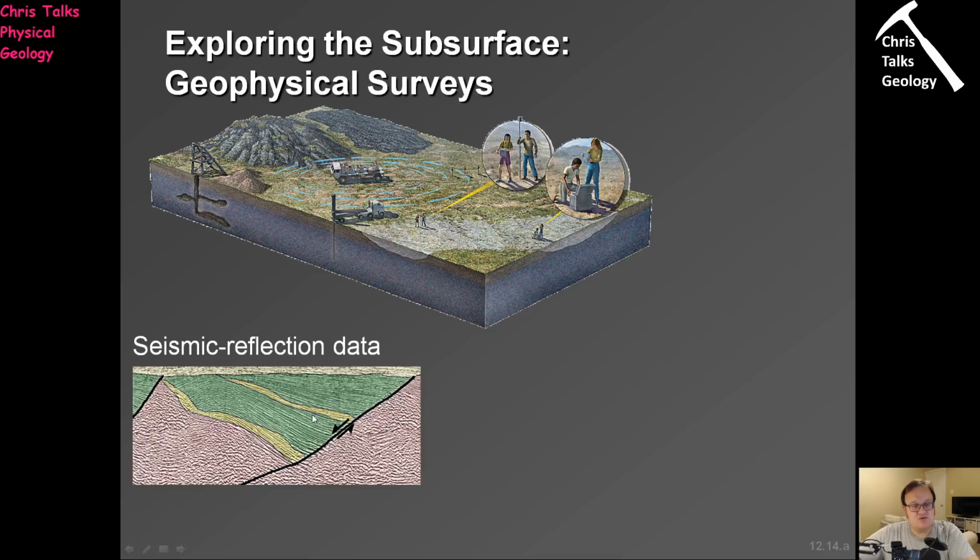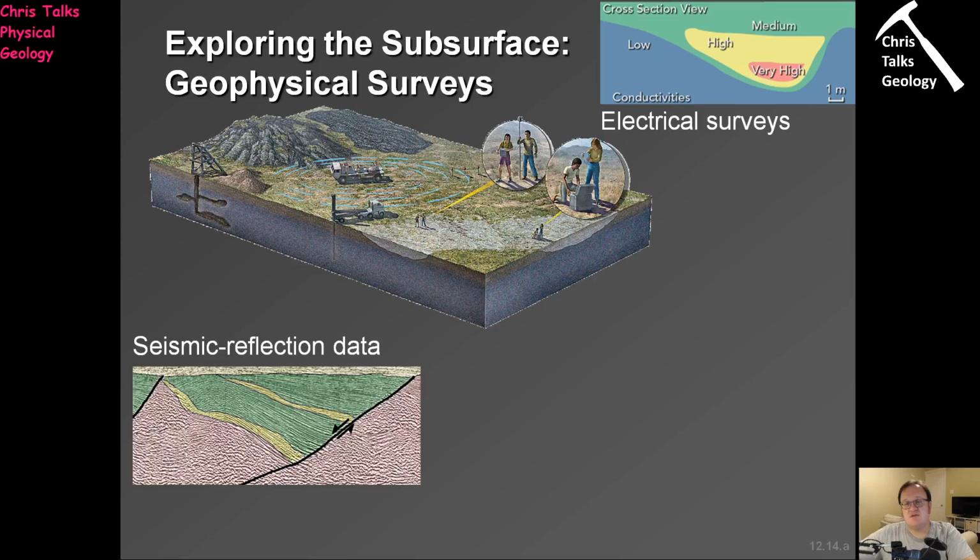And we can pick out individual layers, so we can see the movement, and we can also see the layers of rock. So we can work out very, very quickly that's where our fault is. Now, seismic reflection data is super duper good. However, it's a bit pricey to collect, so that's a bit of a problem.